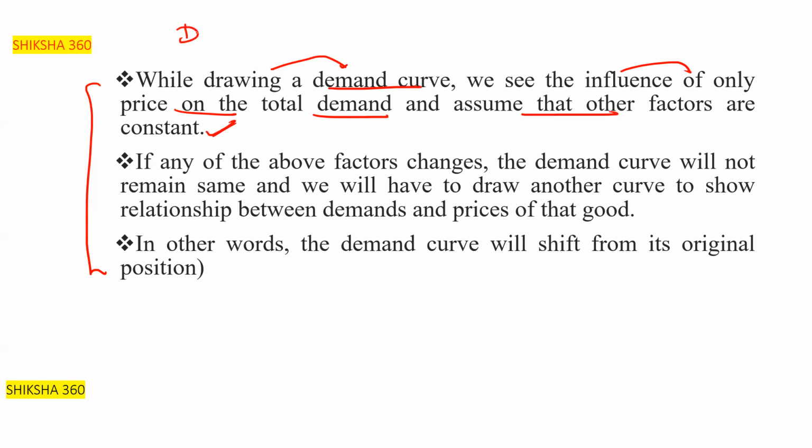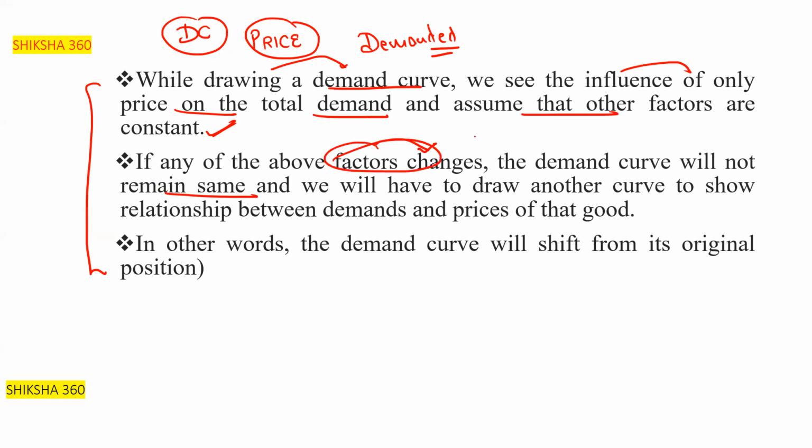Here we have drawn one demand curve, and in that we are keeping a relationship only between the price and the quantity demanded, and other things kept constant. So if any of the above factors, the demand factors, changes, the demand curve will not remain the same, and we will have to draw another curve to show the relationship between the demand and price of that good.